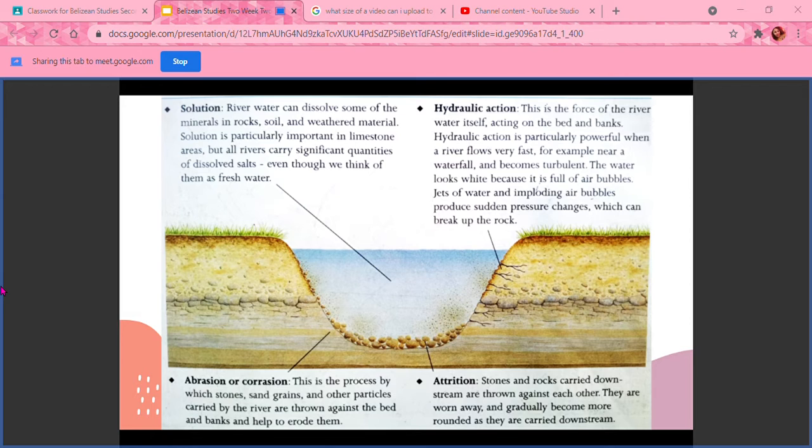And those cracks later on cause the soil to erode away, and that's why in most cases rivers get wider and wider, because erosion is happening on the riverbanks. So that's why for hydraulic action, it is pointing at the cracks that are on the riverbanks.